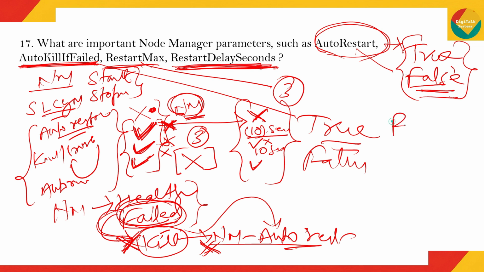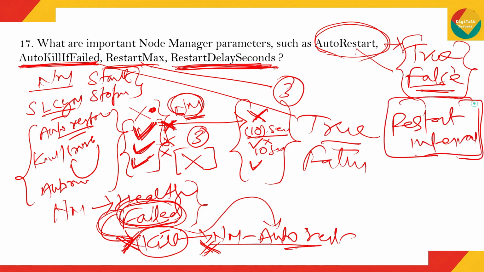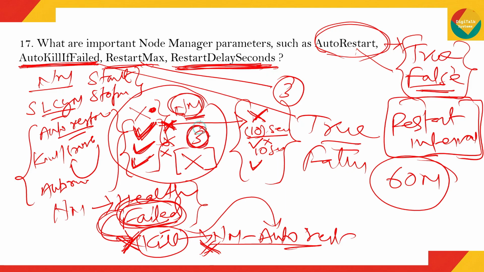And there is one more parameter, something called restart interval. So restart interval means, for example, if I have given 60 minutes. In this feature where I am saying 3 attempts, your node manager will try to restart 3 times. If it does not come up, then your node manager will go silent after 3 attempts.